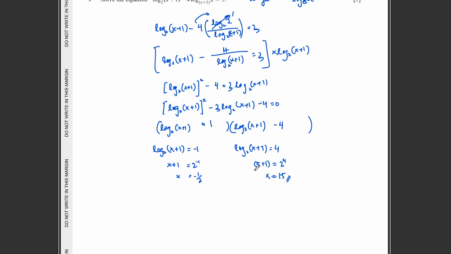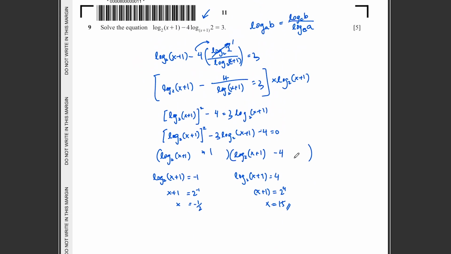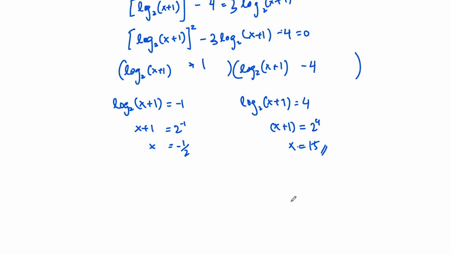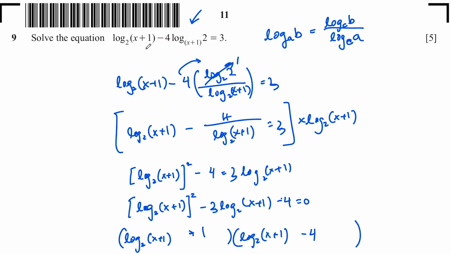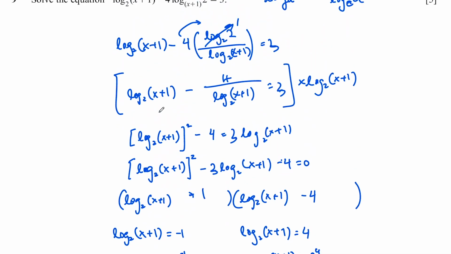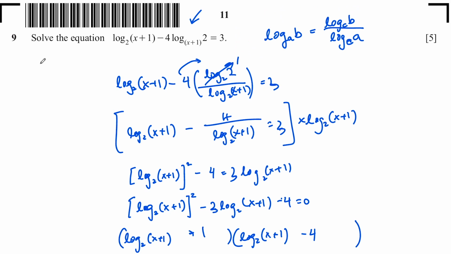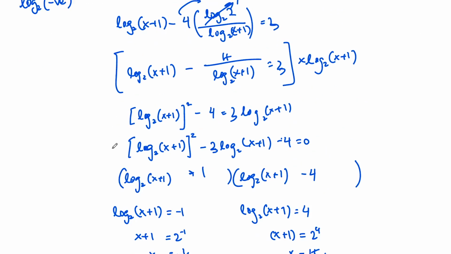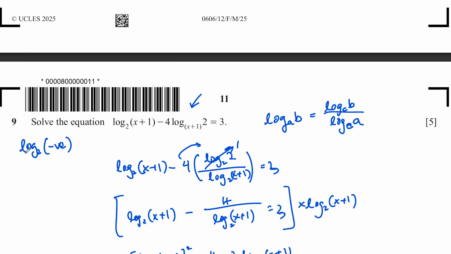But sometimes do be careful when you get the final answer to this type of question. You should check back in the original equation: if you put it back into the function and get a negative value in the logarithm, that solution must be rejected, because as we know, the argument or the domain of the logarithm must be positive and greater than 0. So be mindful of that.